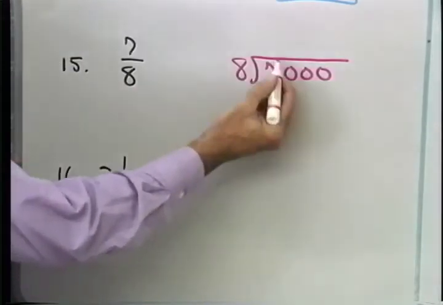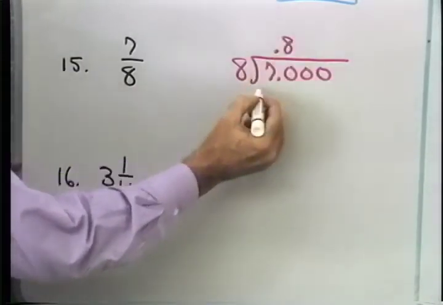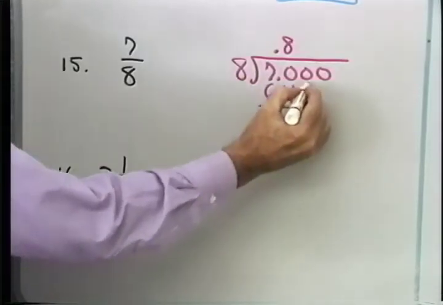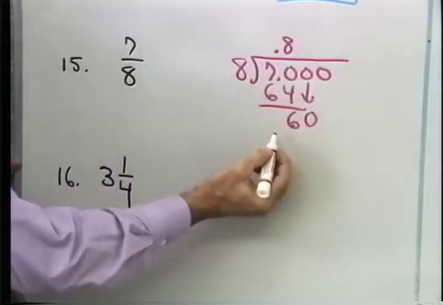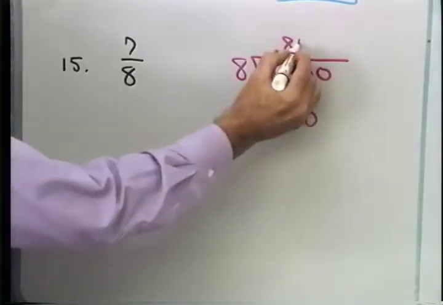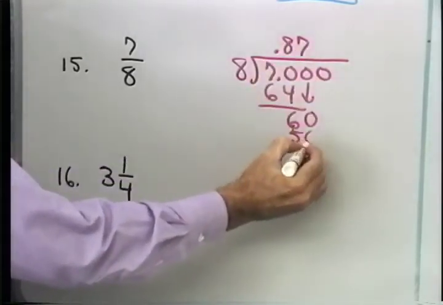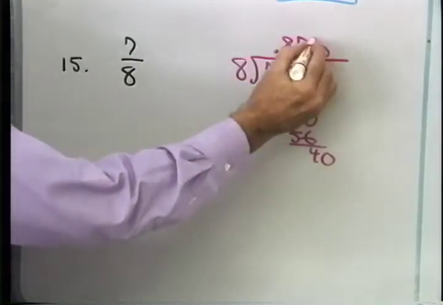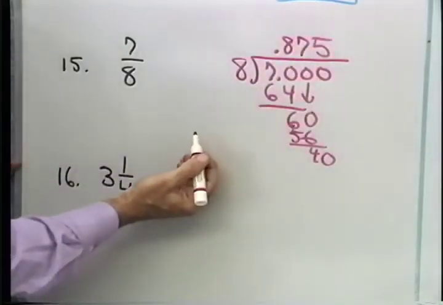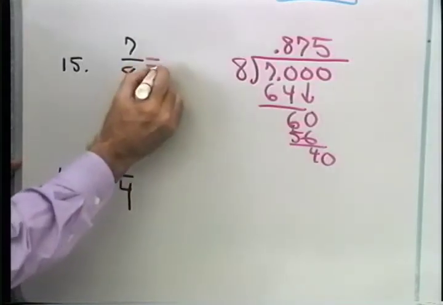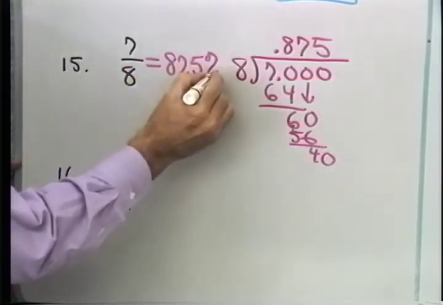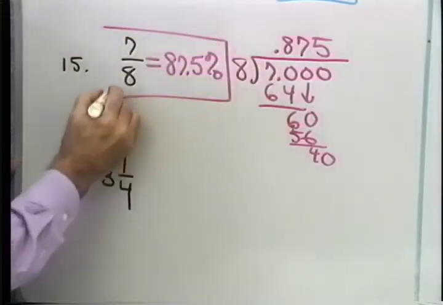8 goes into 7. Let's see, how about 8 times 8 is 64. I'll subtract and get 6. Bring down the 0. 8 times 7 is going to be 56. Subtract and get 4. 8 goes into 40 5 times. So 0.875 as a decimal, and that's going to give me 87.5 as a percent. So 87.5%.